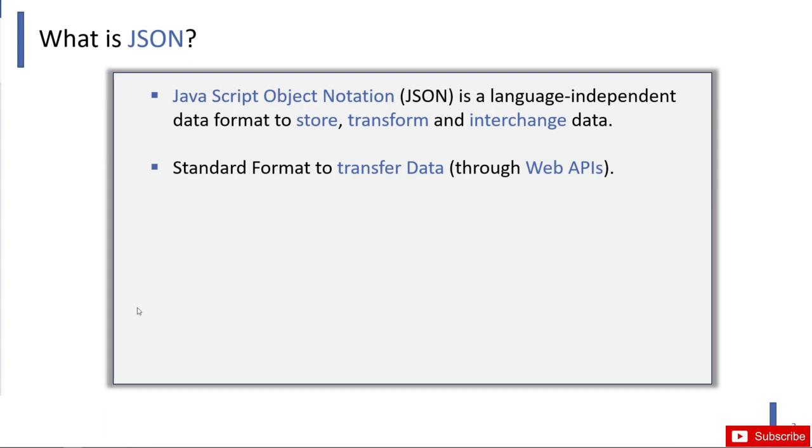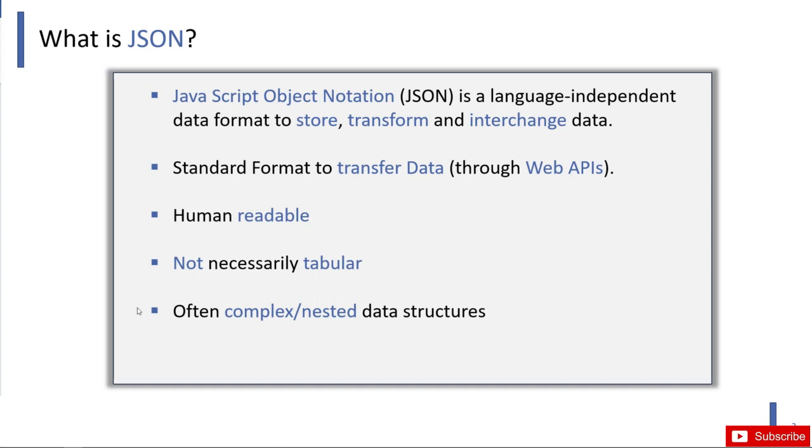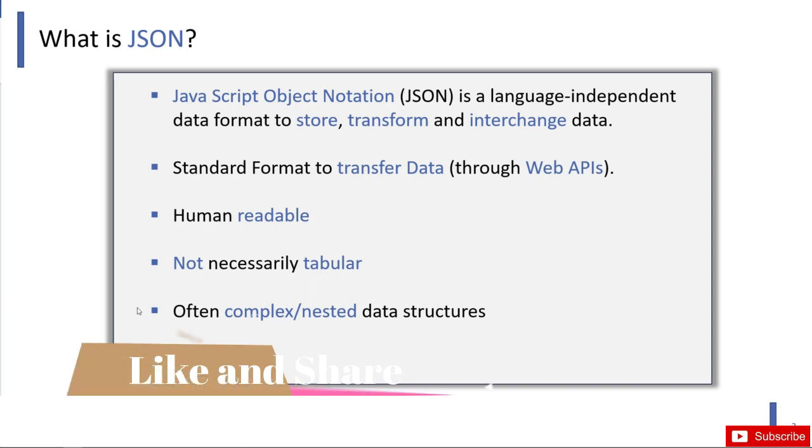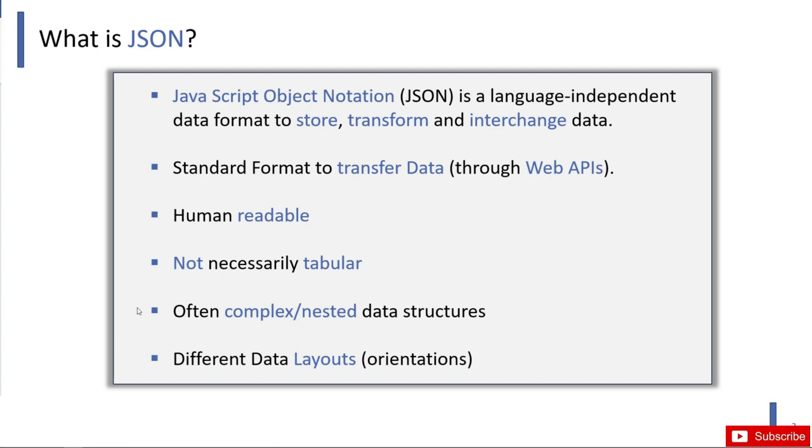And one of the advantages of JSON is that it is human readable, so we will see this in a minute. And actually the data that is stored in JSON is not necessarily tabular data, and that's one of the advantages of the JSON format. So we can actually save very complex or nested data structures in JSON files. And finally, there's no single JSON data structure, so there are different data layouts, or to say different orientations, and we will see this in one of the next lectures.